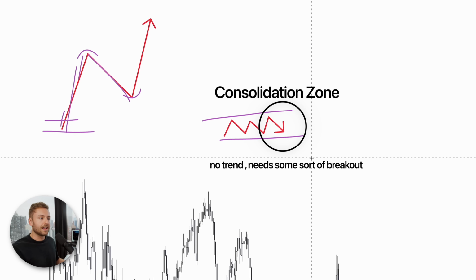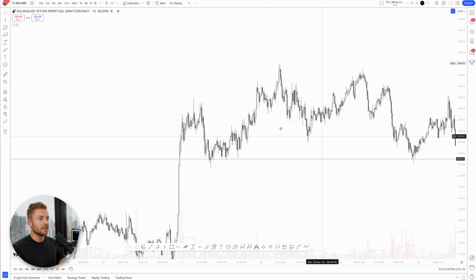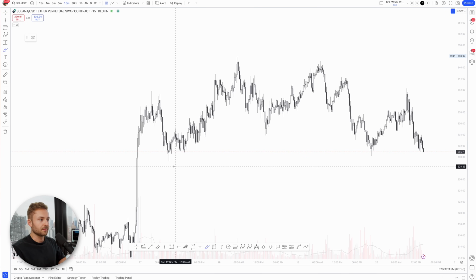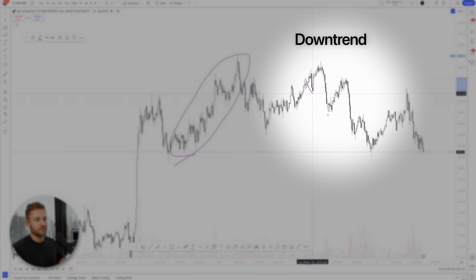And we need some sort of catalyst, something to change in order for there to be a significant move in the market. But these supply and demand imbalances create trends. These groups of candles, we can look at trends. So for example, this would be an uptrend and this would be a downtrend.